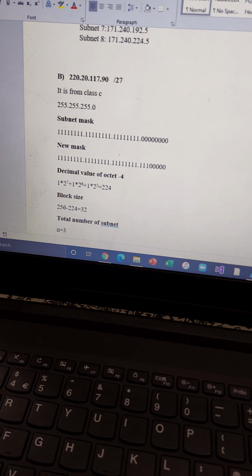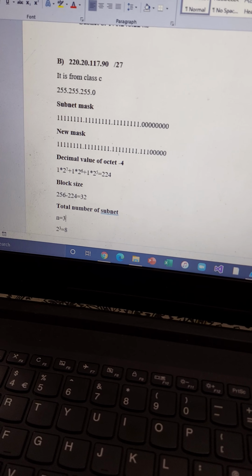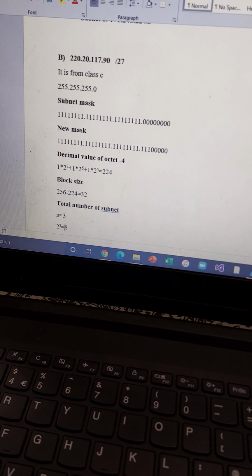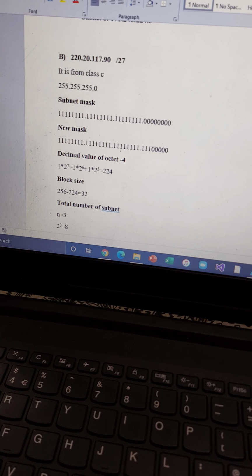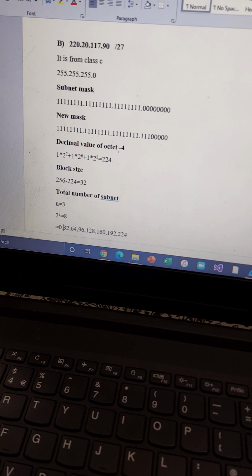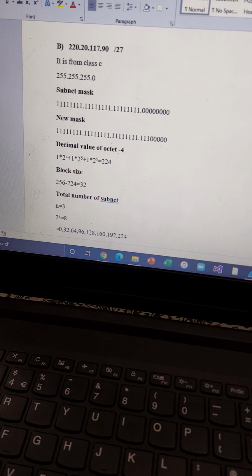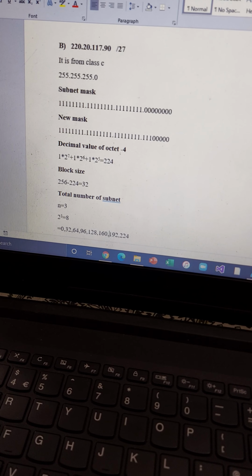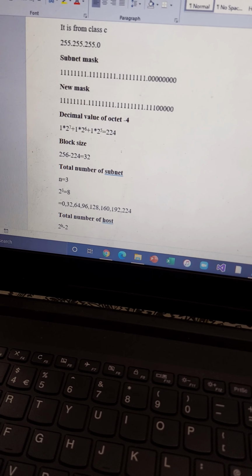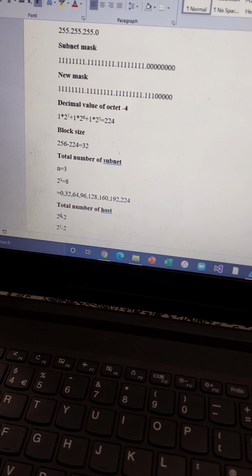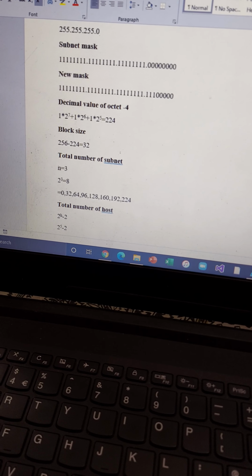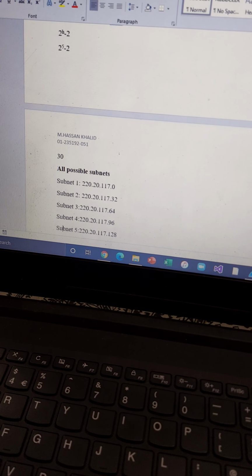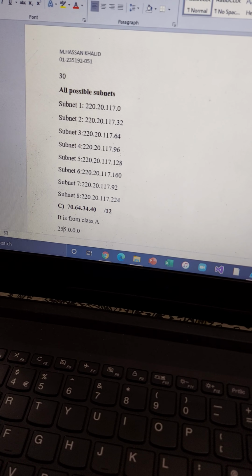Then, sir, to calculate the total number of subnets, where n is equal to 3 and n is the network bits, we will calculate 2 raised to power 3 is equal to 8, as there are 8 values. So the total number of subnets will be 8. Then for the total number of hosts, here h is the host bits, and we will calculate by the formula 2^h minus 2, and we will get 30. Then, sir, we will calculate all the subnets like I have told you before.